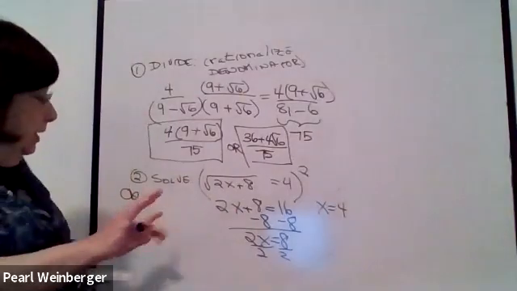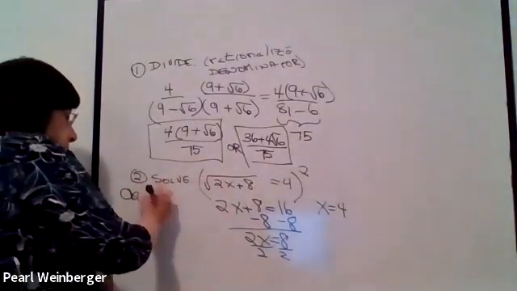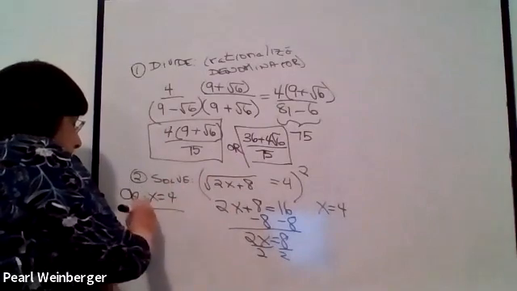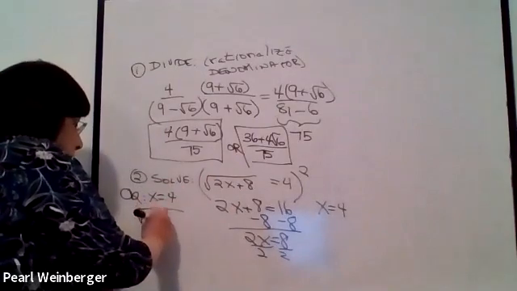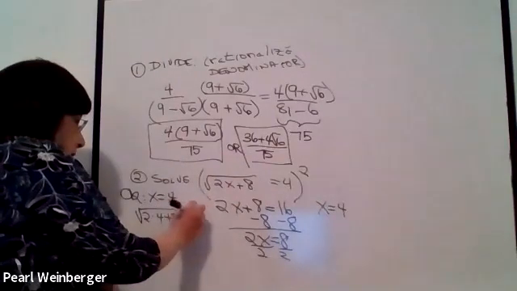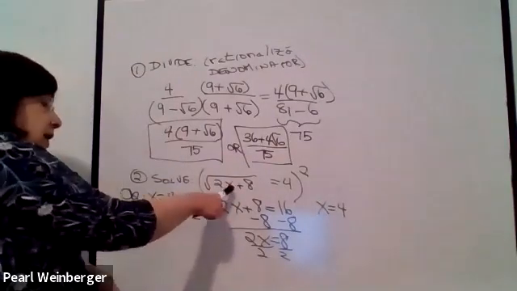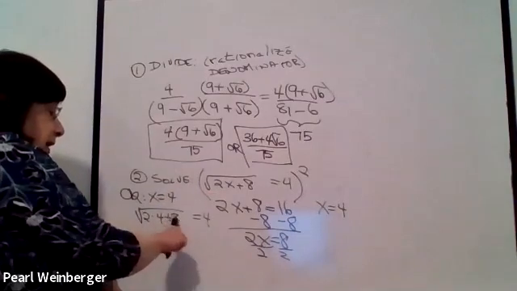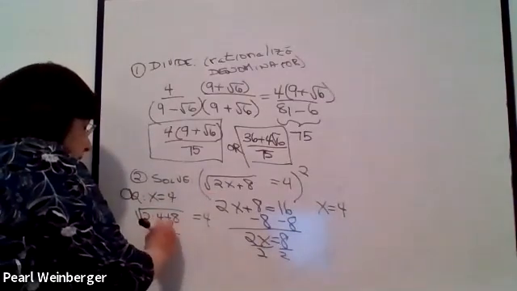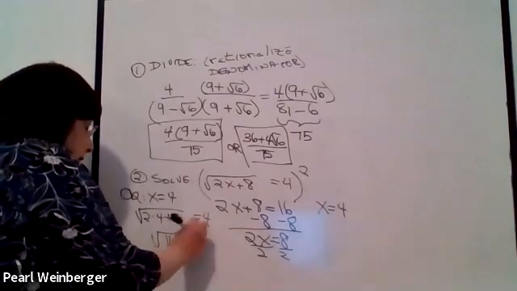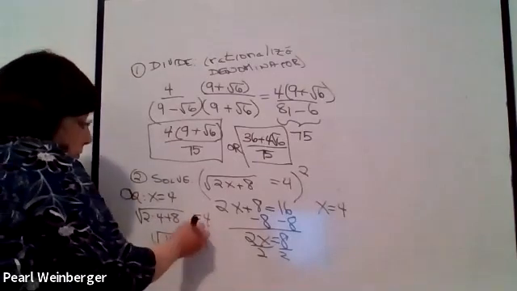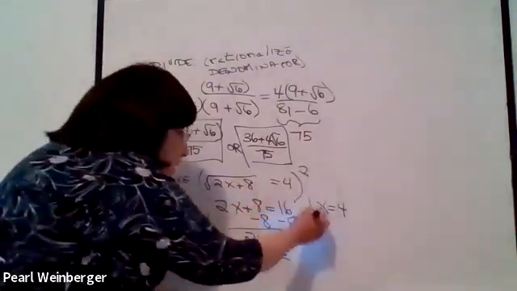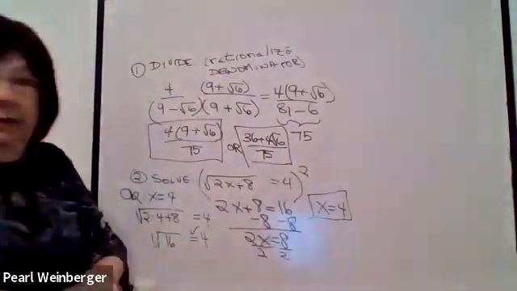So I check my answer with x equals 4. I'm going to get the square root of 2 times 4 plus 8 equals 4. I'm just replacing the x with 4. And 2 times 4 is 8. 8 plus 8 is 16. So this becomes the square root of 16 equals 4. And that, of course, is true. So it checks. And therefore, my answer is x equals 4.